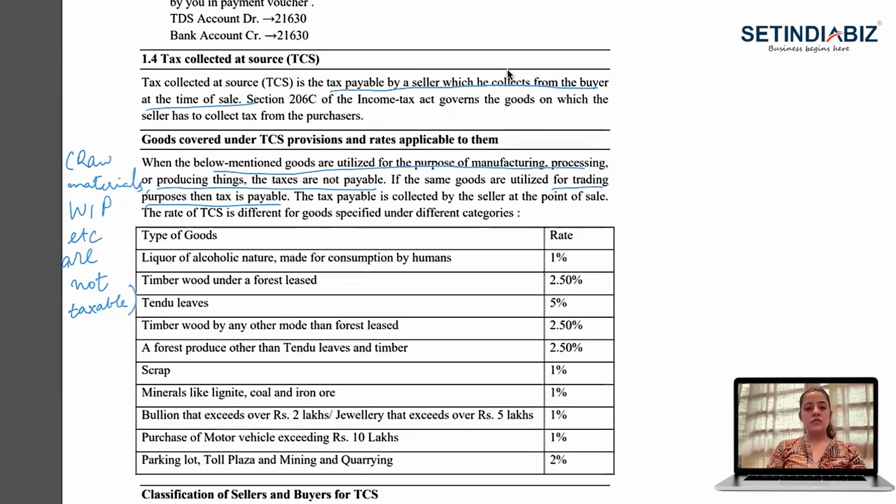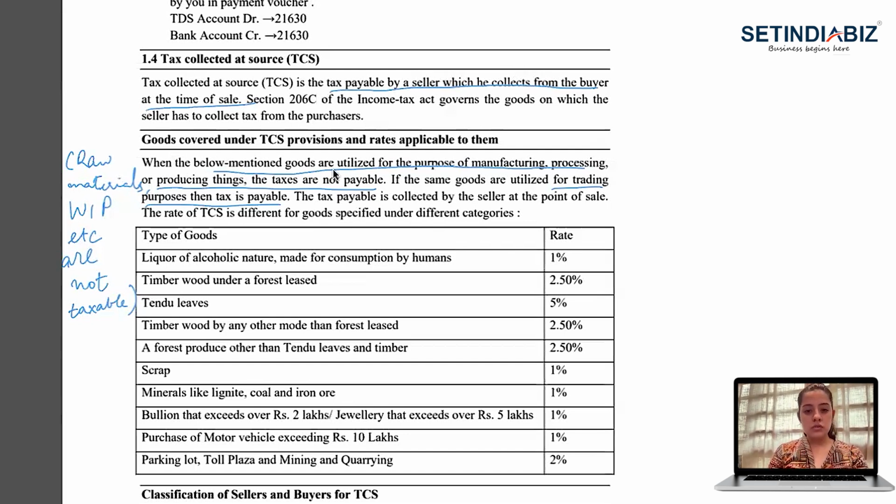Tax collected at source is a tax payable by a seller which he collects from the buyer at the time of sale, right? This TCS is applicable on final products, not on raw materials or work in progress. TCS is not applicable on that. Section 206C is the tax section governing this TCS. Now, these are the goods.